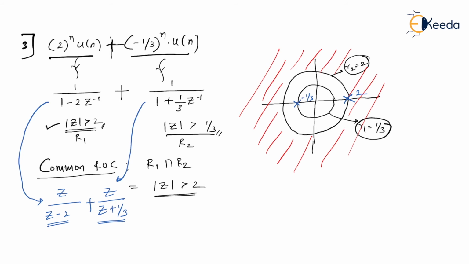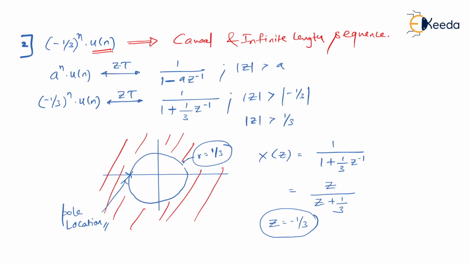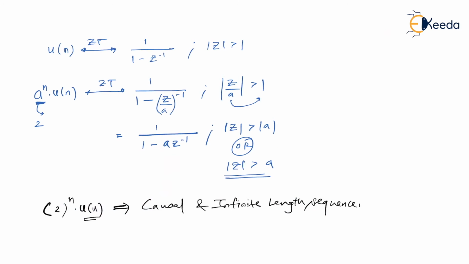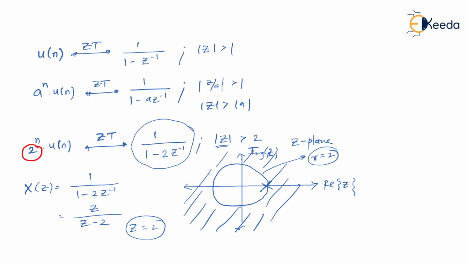And you know that ROCs are bounded by what? Poles. Then what is required? Poles are required. Let me tell you very clearly. Here poles are directly given. Just observe, this is a pole and this is also a pole. One pole was present at 2, the other pole was present at -1 by 3. And this is applicable for every problem you will see. Let's go back over here. This is a direct pole, that is -1 by 3. In the last problem, with 2 to the power n, this 2 was a pole.